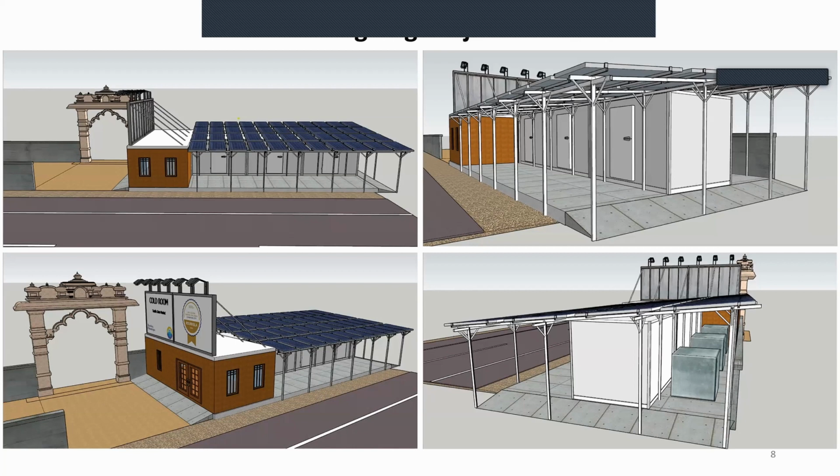Basically, it's a 30 metric ton cold room, which will be entirely solar powered. And there will be a common facilitation center near the cold room. In the common facilitation center, the SHG members can sell their produce. For example, the products that they're making, the candles, the biscuits, all the local products, they can market, do proper labeling, and sell to the consumers.